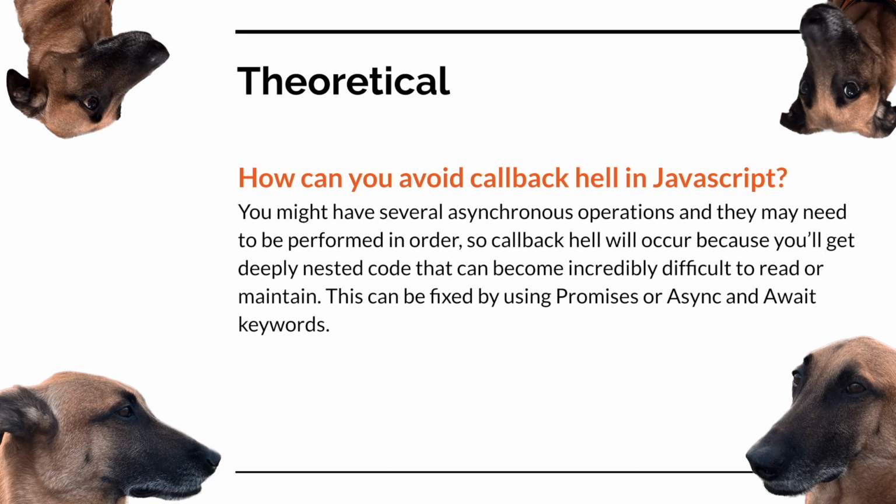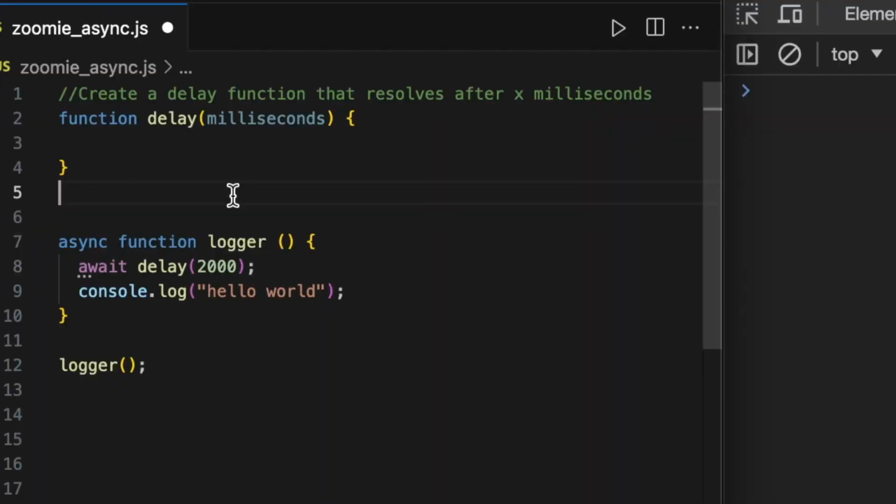How can you avoid callback hell in JavaScript? So you might have several asynchronous operations, and they may need to be performed in order. So callback hell will occur because you'll get this deeply nested code that sort of looks like a pyramid, and it can be incredibly difficult to read or maintain. This can be fixed by using promises or async and await keywords. On to some coding questions.